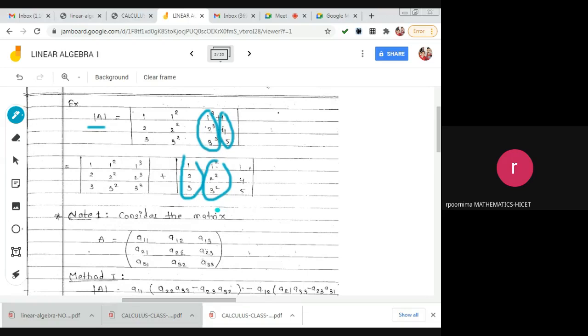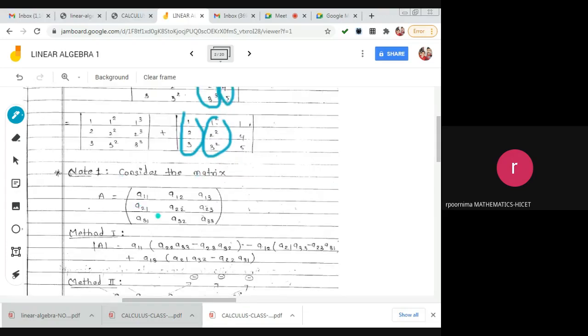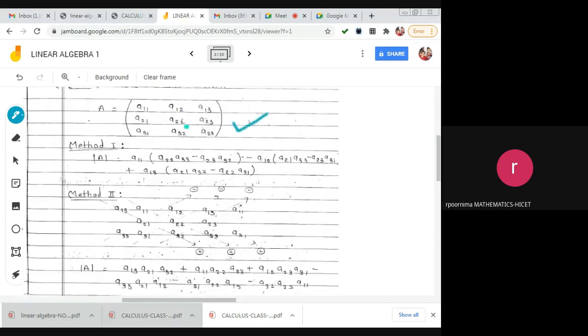So next, consider the matrix A. You are writing your general matrix A11, A12, A13, A21, A22, A23. These are all the positions of your matrix, or simply we call them entries of the matrix. Then A31, A32, A33.